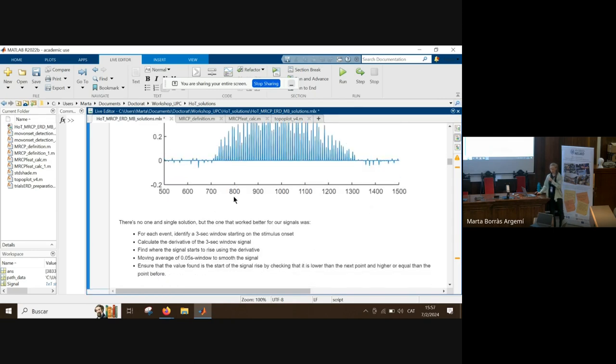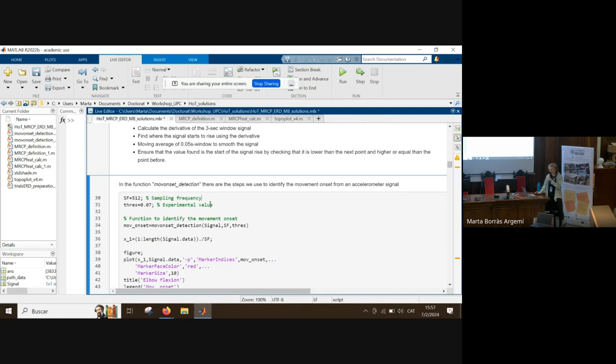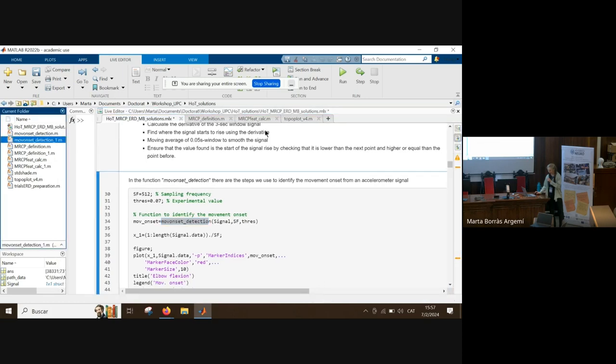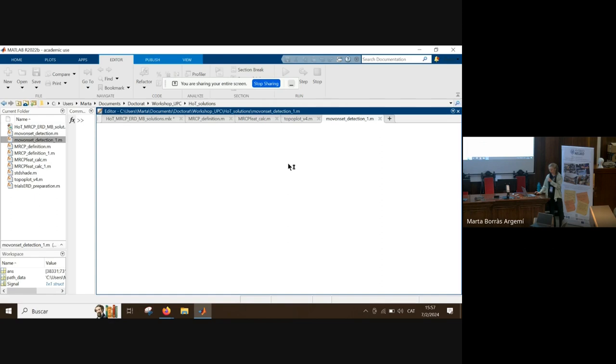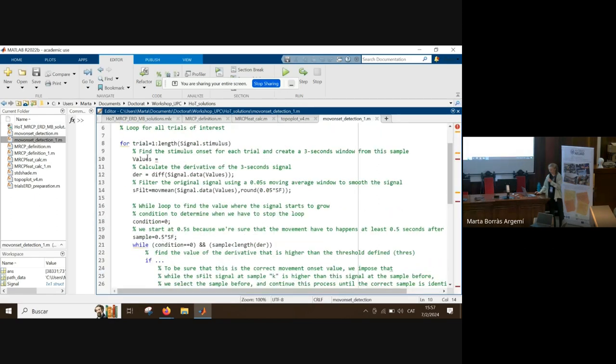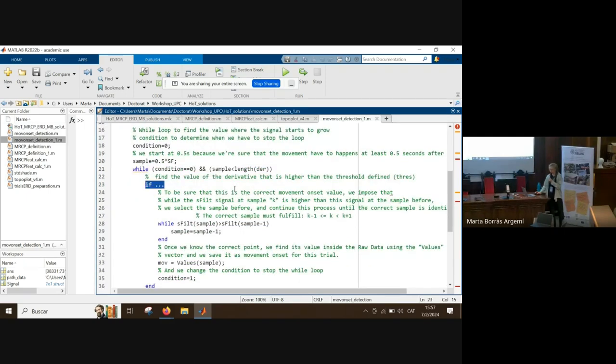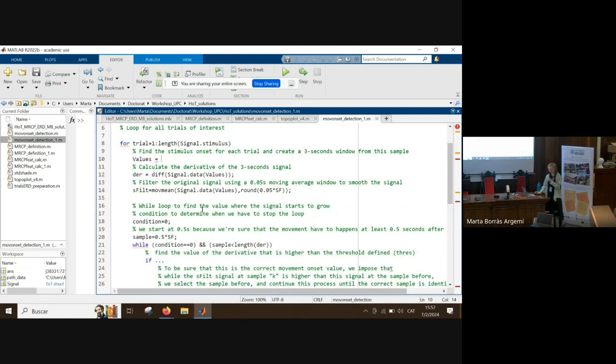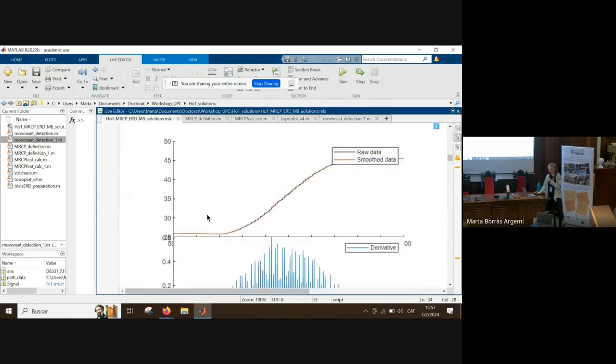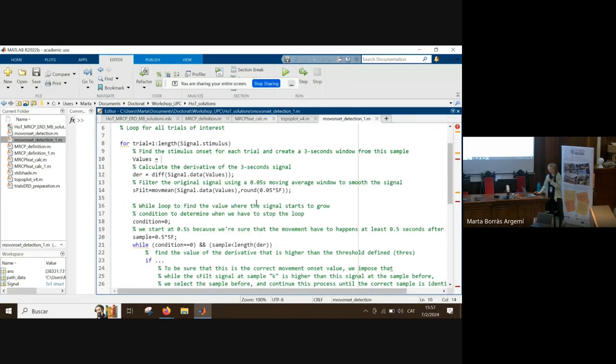So now that you have been super attentive, I want you to modify this movement onset detection function, which is that one. If you open it, you will see that there are missing parts. Here there's one missing part, and here there's the second one, okay? So I want you, first of all, to find the window that I was talking about. So you need to complete it. How can we complete it? We want to find a 3-second window starting on the stimulus point, knowing that we are doing it for each trial.